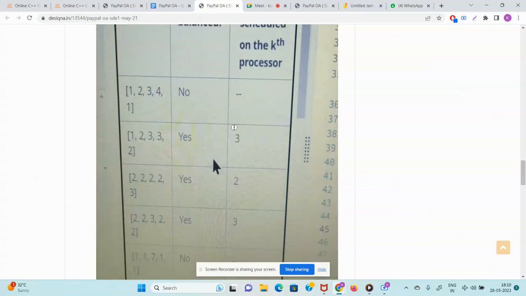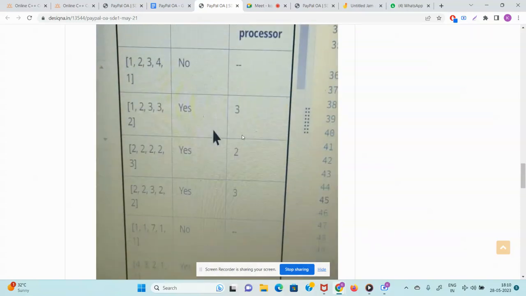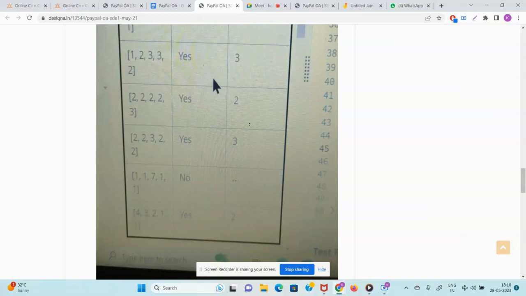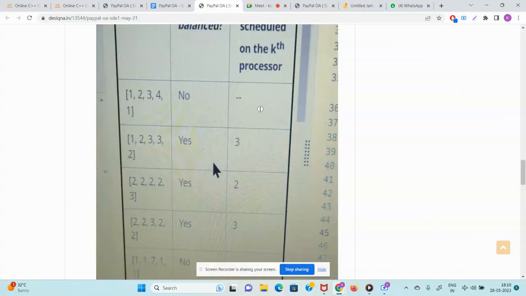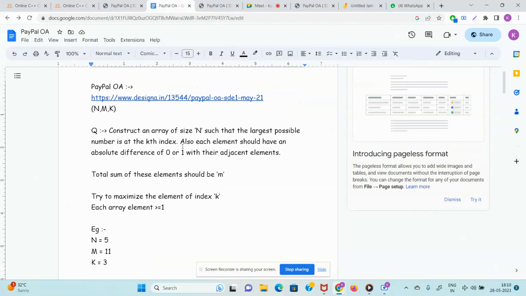So they are saying try to generate all the possibilities. Then whatever you are getting in the possibilities, one time you got 3, then you got 2, then you got 3, then you got 2, right? The answer is the maximum of all these numbers. The answer is 3. You don't want the 2 at the third index. They have clearly told you to try to do these things in such a way as to maximize the element at index k.